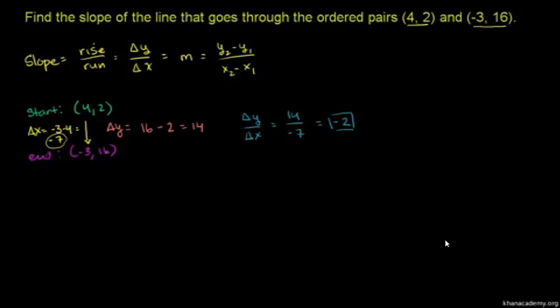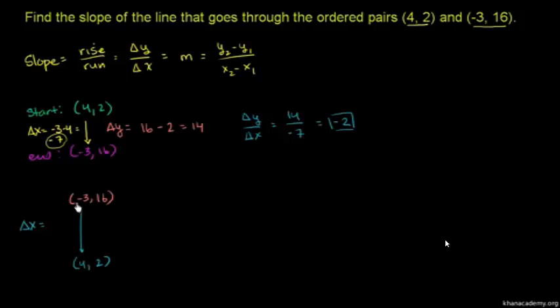Let's try it out. Let's say that our start point was (-3, 16), and let's say that our end point is (4, 2). So in this situation, what is our change in x? If I start at -3 and I go to 4, that means I went up 7. Or if you want to just calculate that, you would do 4 - -3.